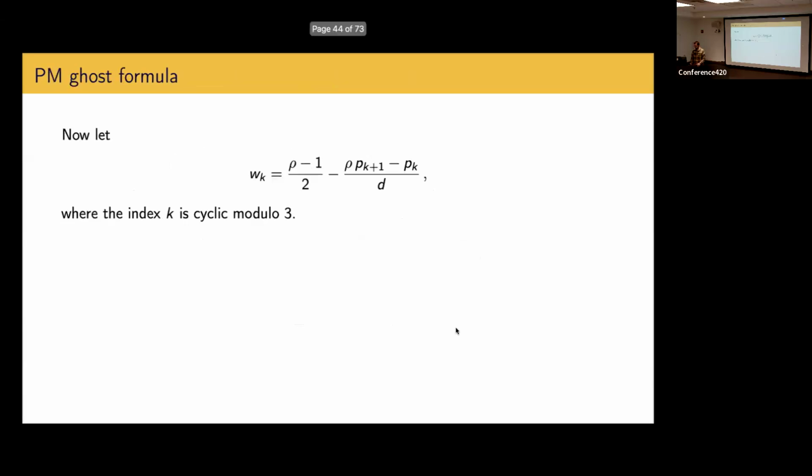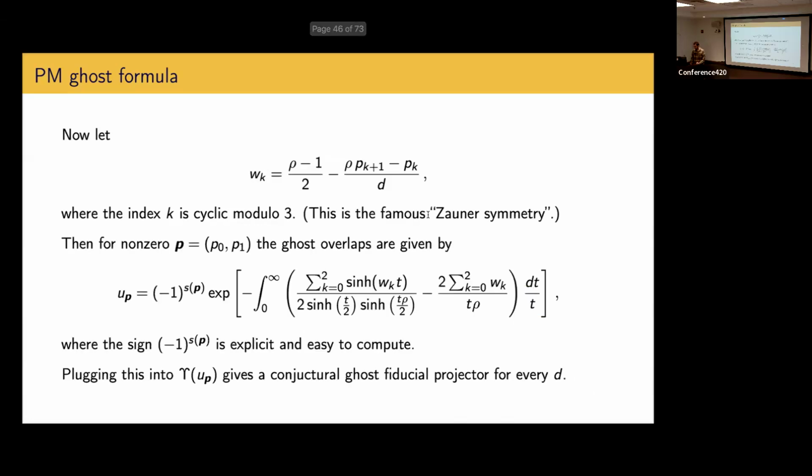I'm going to define one more number. This is a quadratic irrationality, because rho is a root of a quadratic equation, and these P's are just integers. So it's a rational number plus a rational number times the square root of delta. This index arithmetic here is cyclic mod D. If you've heard of this before, maybe you've looked at some of these papers, this cyclic mod 3 symmetry here is the famous Zauner symmetry, which is very cool.